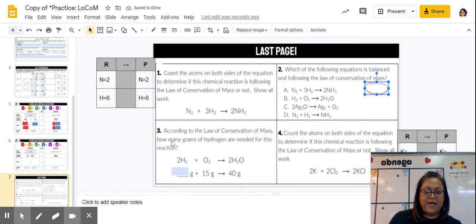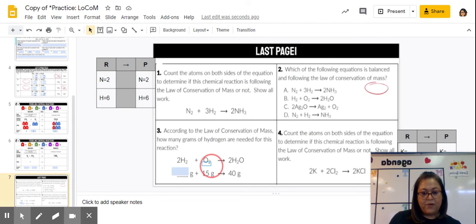According to the law of conservation of mass, how many grams of hydrogen are needed for this reaction? So this is kind of like that idea of a closed system. I know that I started out with 2 hydrogen atoms that I added to an oxygen molecule, so they reacted to create this new product of 2 water molecules. And I had it on a scale, so I know that at the end, my product weighed 40 grams. That was its mass. And on this side, the oxygen on its own had a mass of 15 grams.